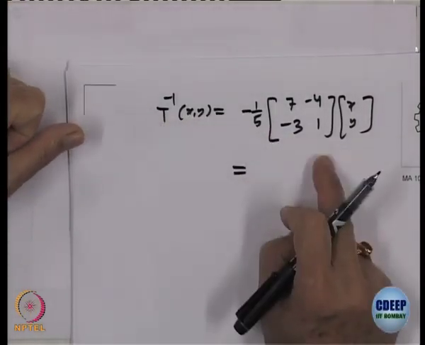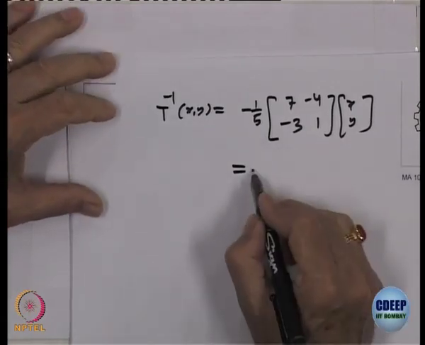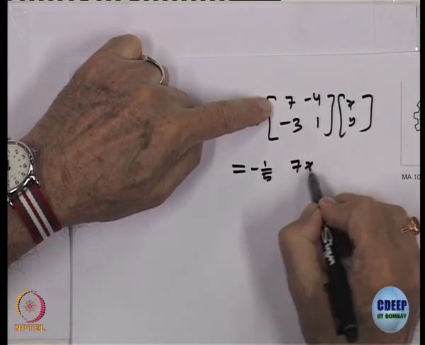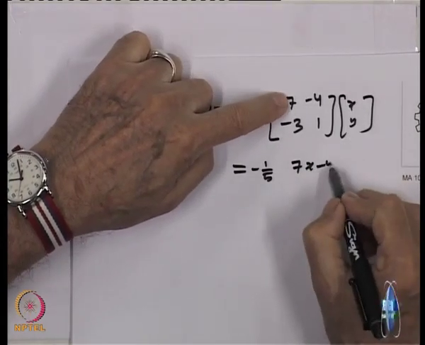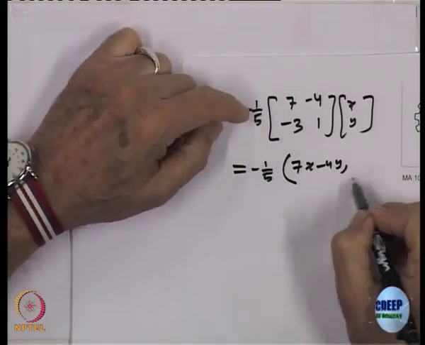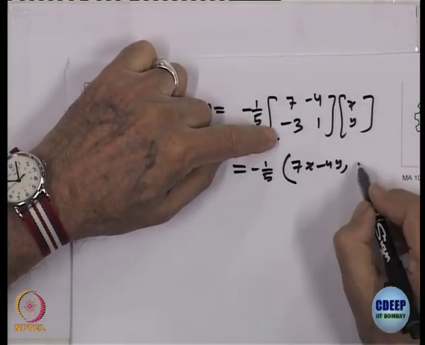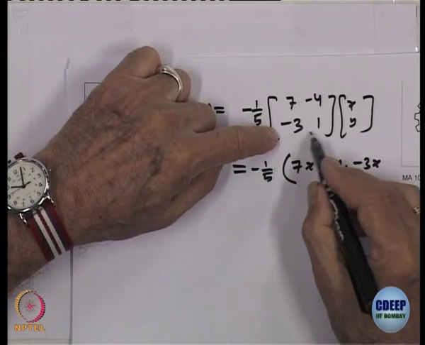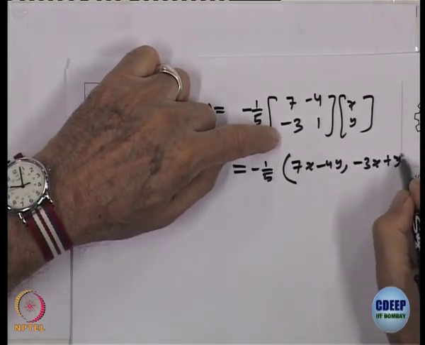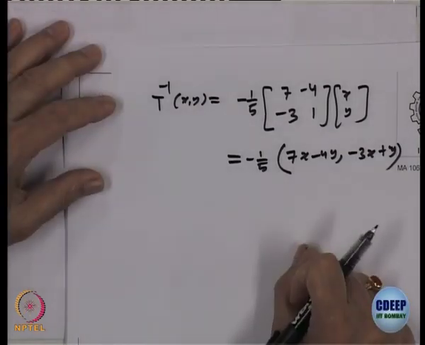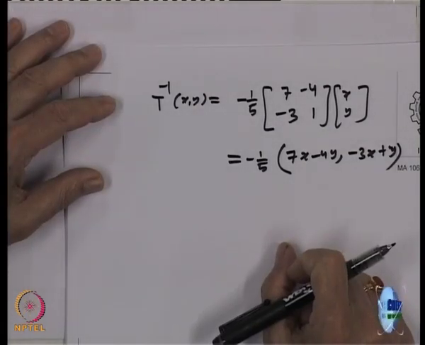So, that is the expression. Let us write minus 1 by 5. What will be 7x minus 4y? I am just writing it as an element in R2 instead of writing it as a matrix. What is the second? Minus 3x plus y. So, that will be the formula for T inverse.